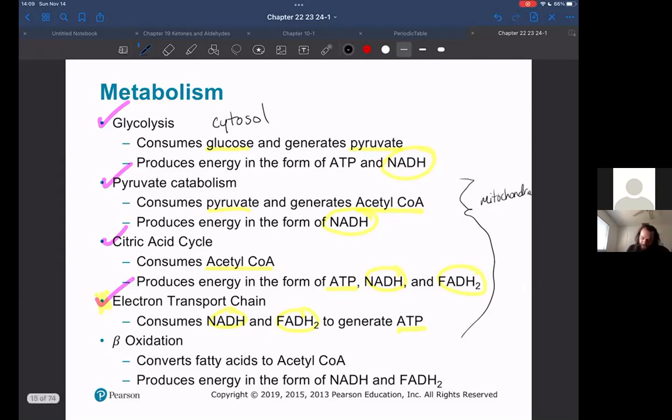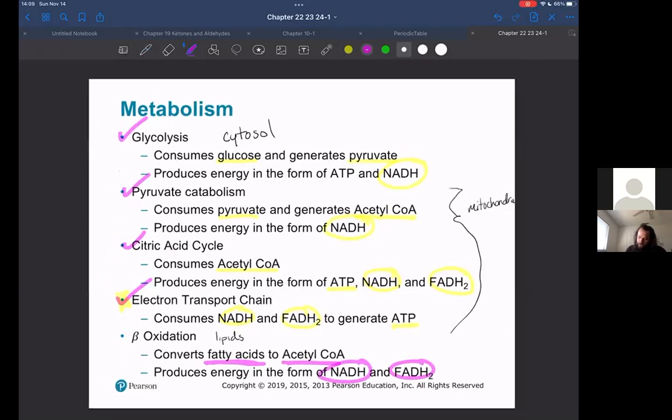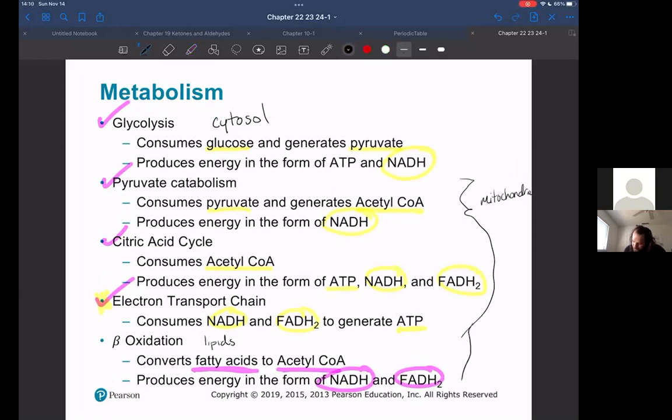We're also going to talk about beta oxidation, and this is for lipids. This is converting a fatty acid into acetyl-CoA. That can then make its way into the citric acid cycle and then the electron transport chain. So this is when we'll switch gears and talk about lipid metabolism, and that's beta oxidation. We'll get acetyl-CoA as well as NADH and FADH. Again, this is going from a lipid and converting that into energy. And just an FYI, that also happens within the mitochondria.